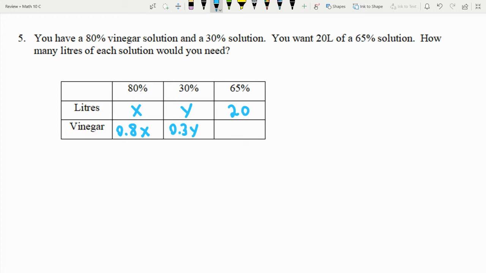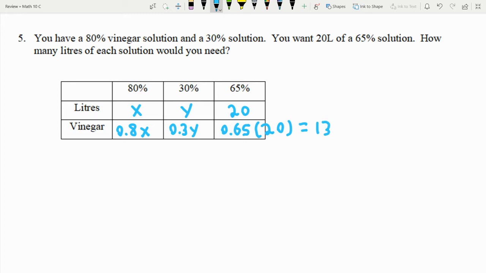And now to find out how much I would need for this last box, I would take 0.65 because it's 65%, and multiply it by my liters, because I actually know my liters this time around. I didn't know my liters for 0.8x because I don't know what x is, and I didn't know my liters for 0.3y because I don't know what y is, but I do have the value for my liters for 65%. It's 20. So I would go 0.65 multiplied by 20. That means I should have 13.